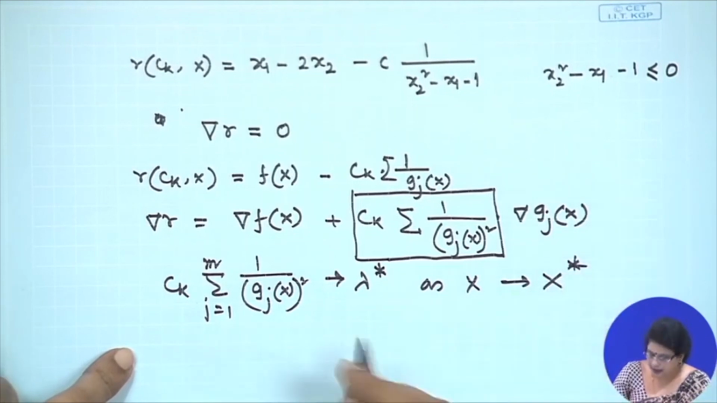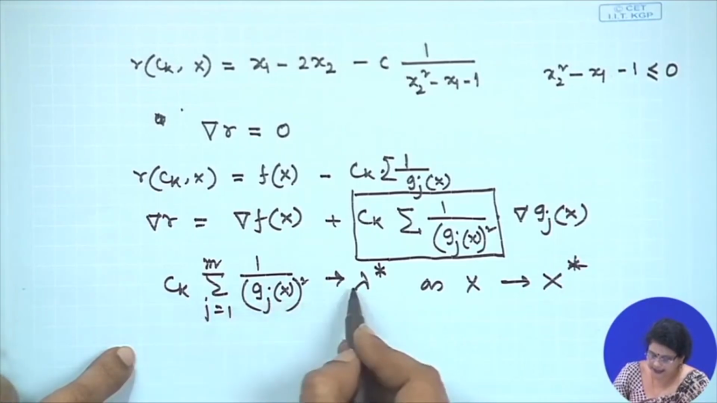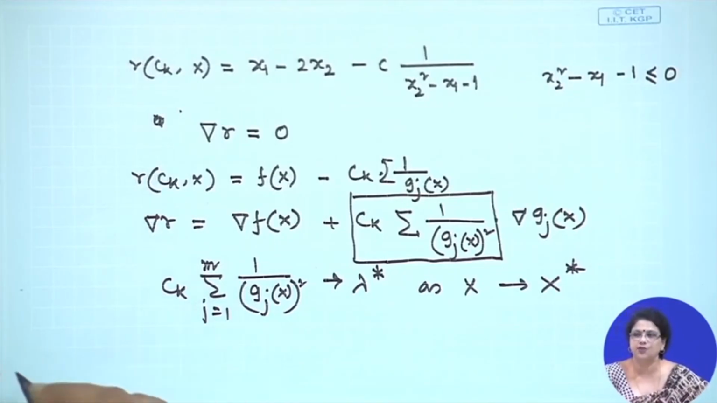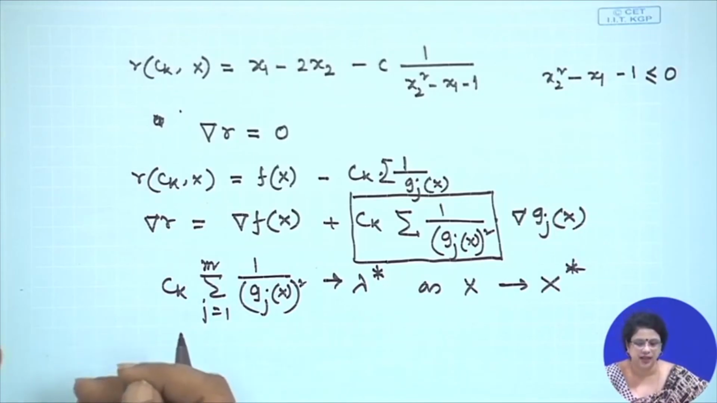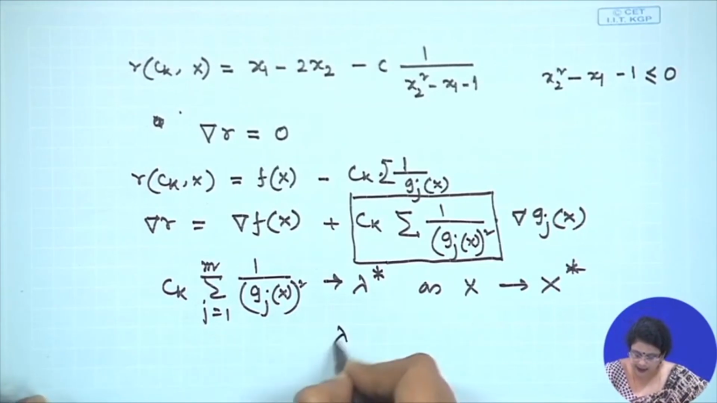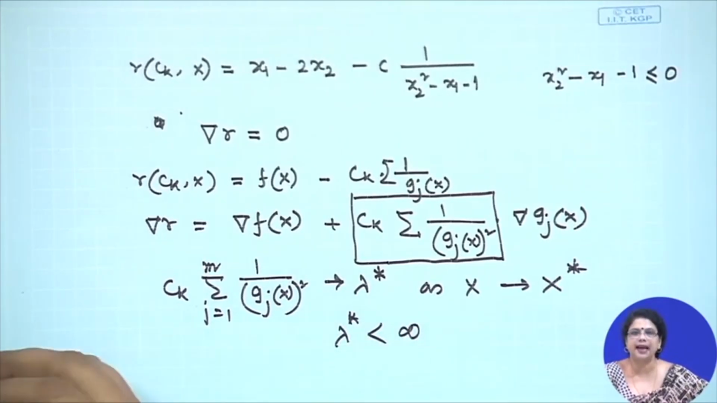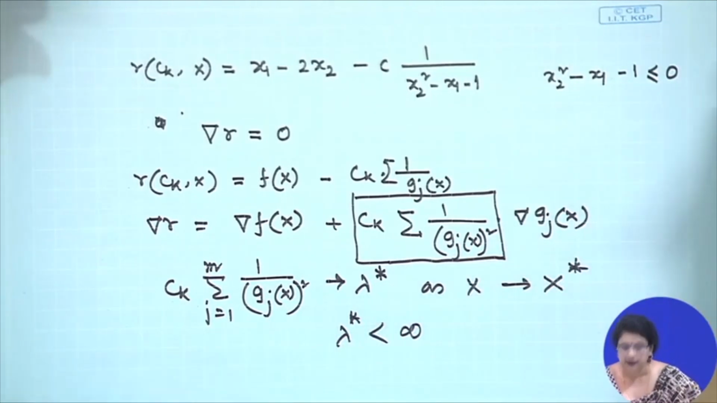Now, the other thing is, we can say that lambda star is equal to 0 for inactive constraint and lambda star not equal to 0 for active constraint. Here also we can say when this lambda star is a finite value, then the corresponding g_j would be a finite active constraint. All right, this is one consideration.